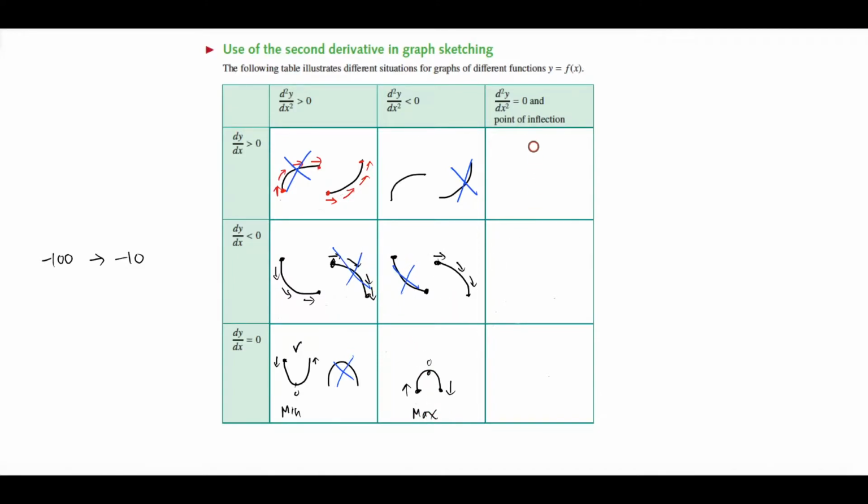And let's move on to the last column. That is when d squared y/dx squared is equal to 0.